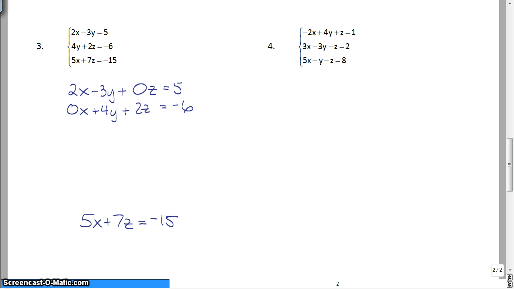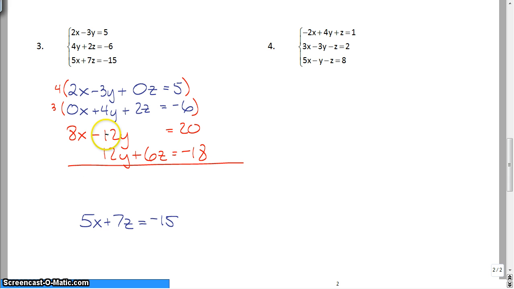So we can multiply this top by 4, and we can multiply the bottom by a regular 3, and that's going to give us 8x minus 12y, and this one down at the bottom is going to give us 12y plus 6z. And obviously we have our equals 20 and equals negative 18, and what you can see right away is that these guys cancel, and you're left with 8x plus 6z is equal to 2.